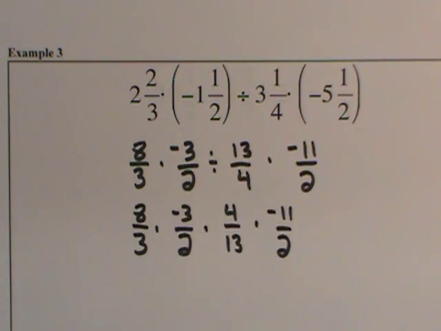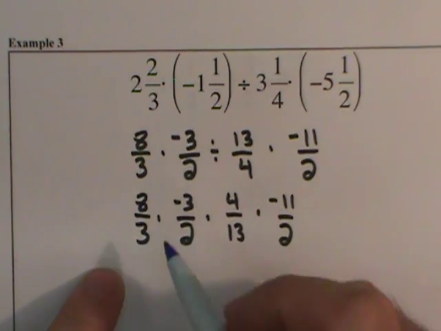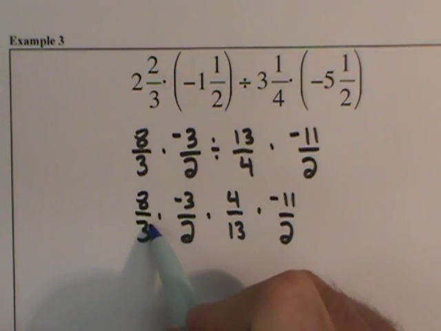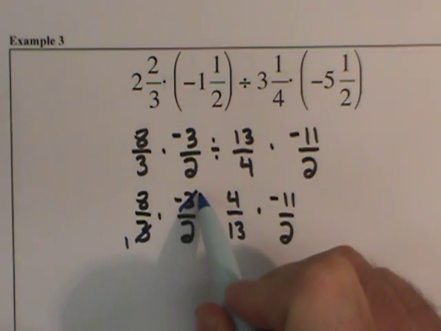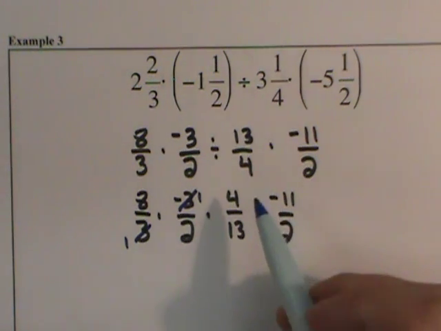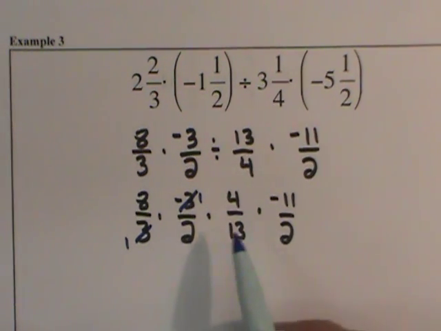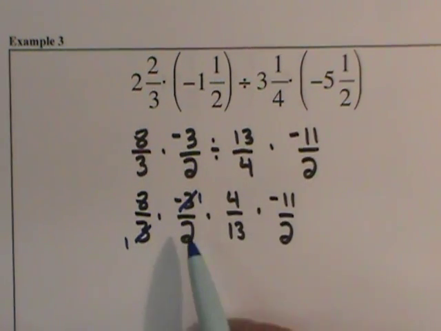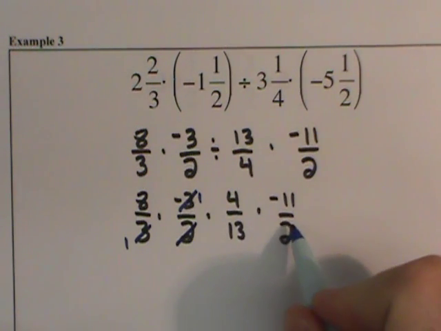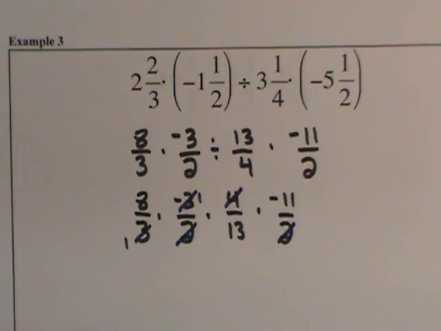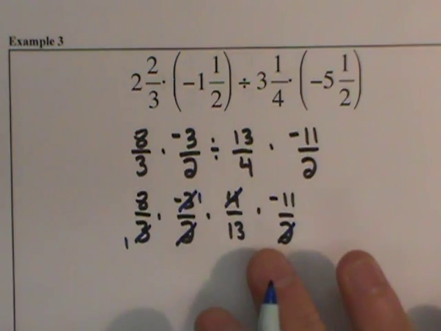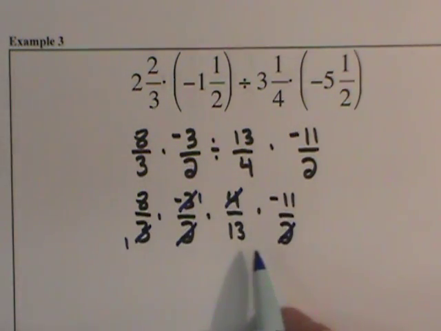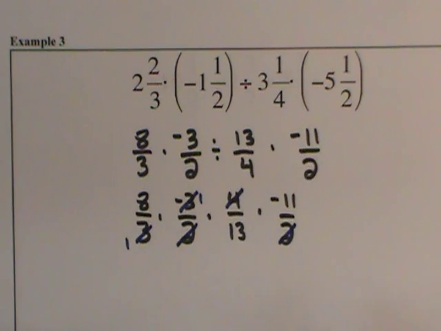Now I'm looking for that opportunity to cancel or reduce. I notice that I have these 3's here, so immediately I can take this 3 and that 3 out. I see a 4 and I see 2 and 2. 2 times 2 is 4, so I'm going to take this 2 out with that 4, because 2 times 2 is 4. This and that can be reduced. There's no other opportunities to reduce. The 8 doesn't divide anything down here. Same with the 11. There's no canceling or reducing.